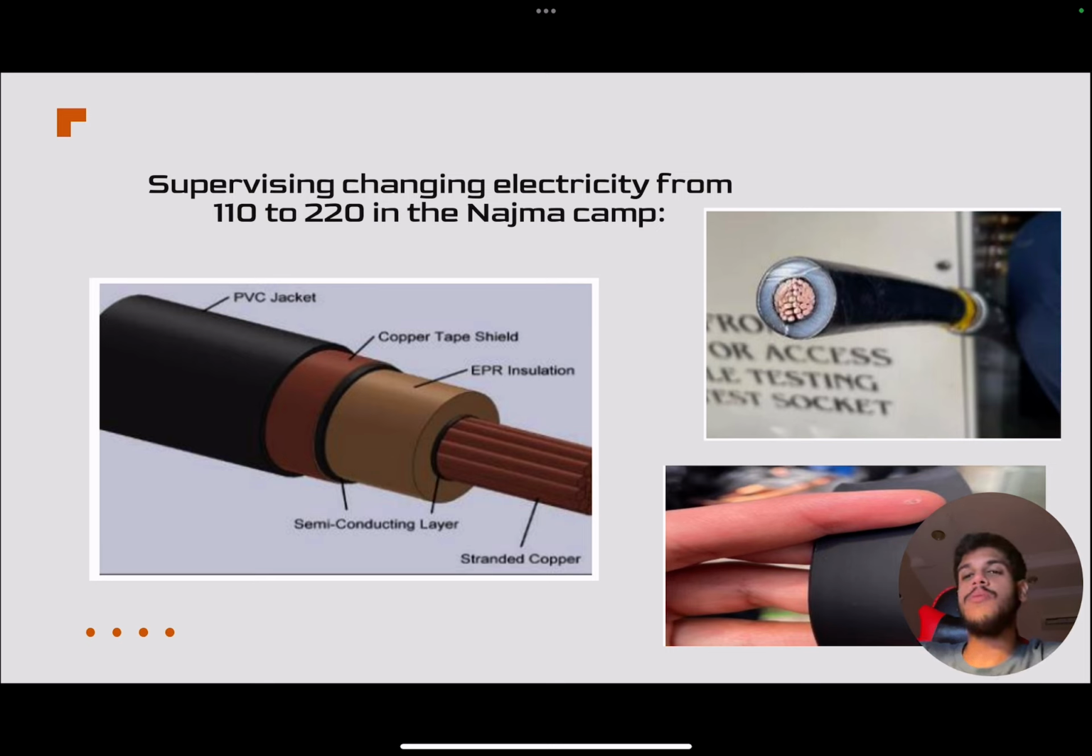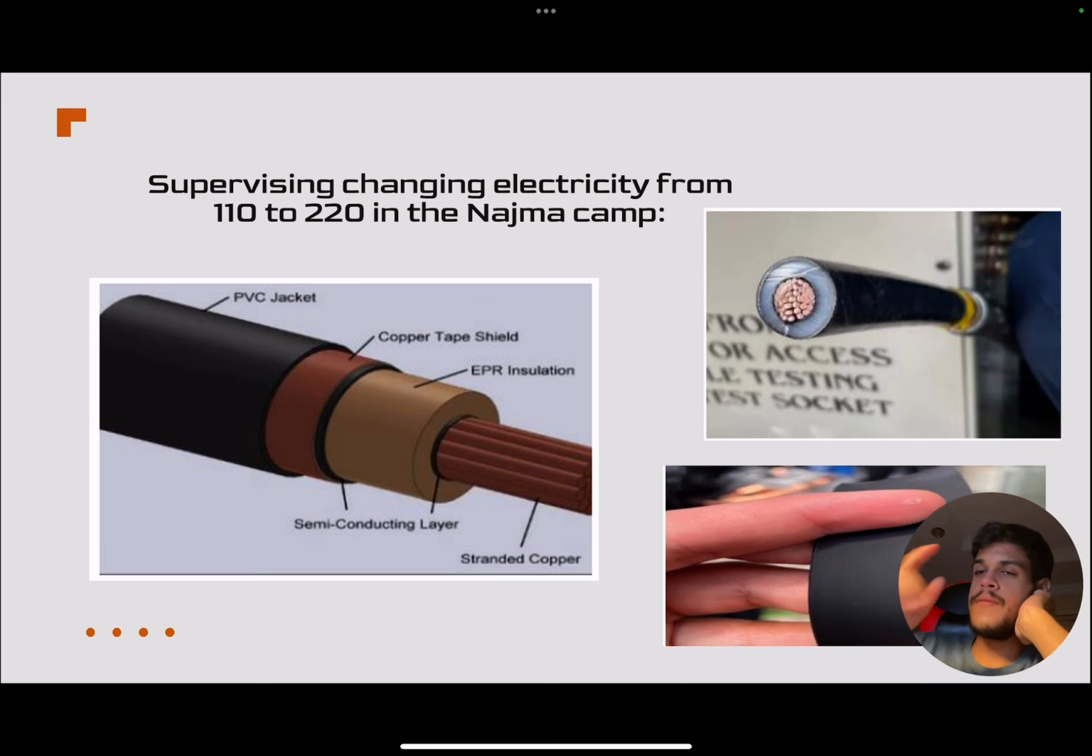One of the main projects was supervising changing the electricity from 110 to 220 volt in Najma camp. The camp was an old style 110 voltage, so we changed it. Our main task was the low voltage, but for the high voltage we changed the transformer to a new top mountain transformer, the whole loop transformer for the whole camp. We were assigned transformer 335. I was in the cable unit.